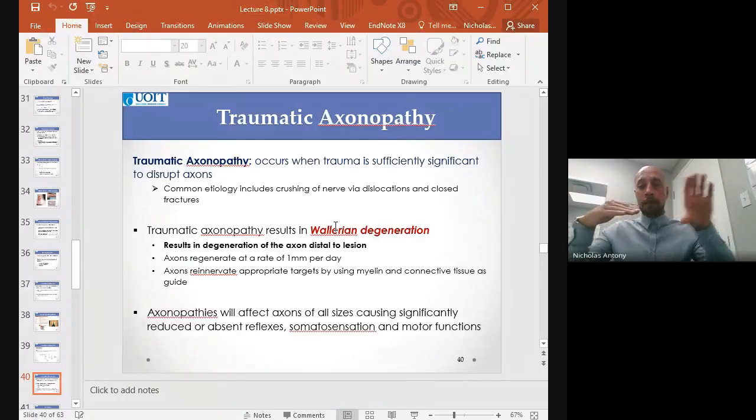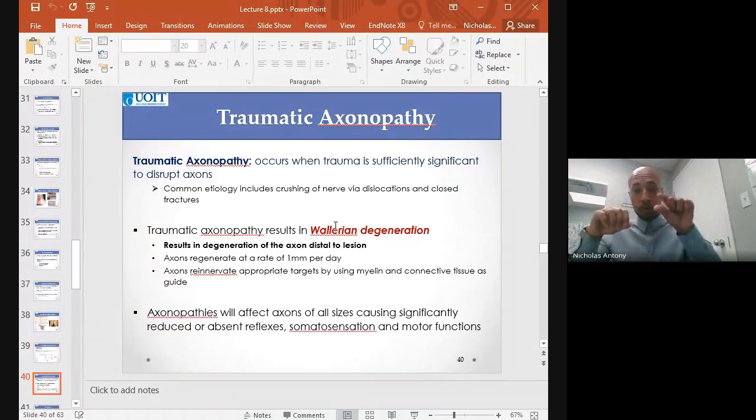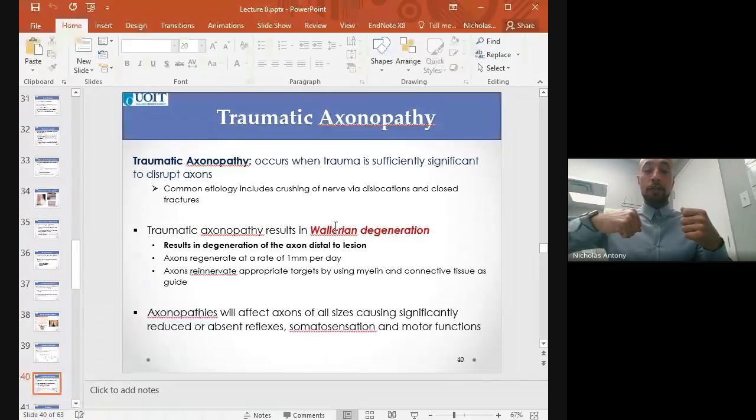Because the connective tissue is there, the axons will regrow following along where the connective tissue was. It's like a nice map. So it'll regrow, but it takes forever. So let's say this is proximal, right? I dislocated my arm, it got crushed. So the nerve got crushed. All of these axons are going to die, and then it has to regrow all the way down.